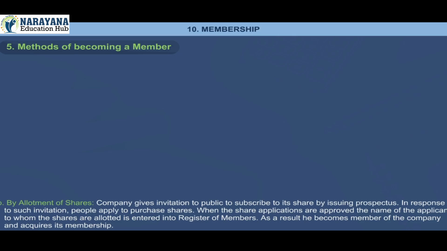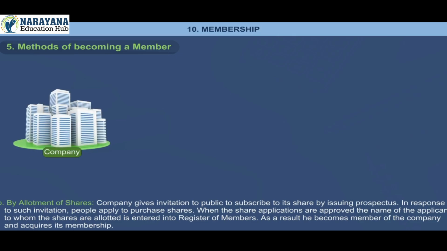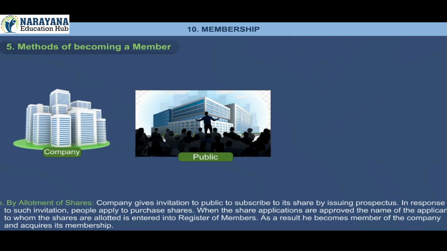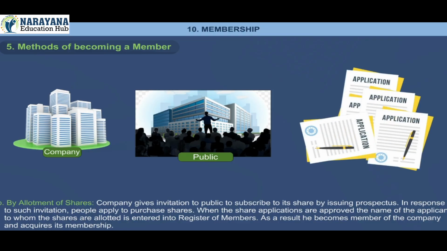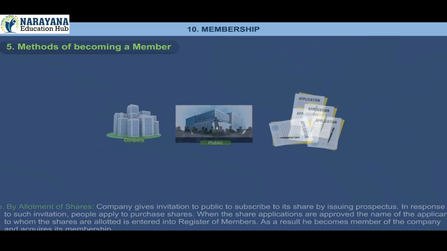B. By allotment of shares. The company gives an invitation to the public to subscribe to its shares by issuing a prospectus. In response to such invitation, people apply to purchase shares. When the share applications are approved, the name of the applicant to whom the shares are allotted is entered into the register of members. As a result, he becomes a member of the company and acquires its membership.